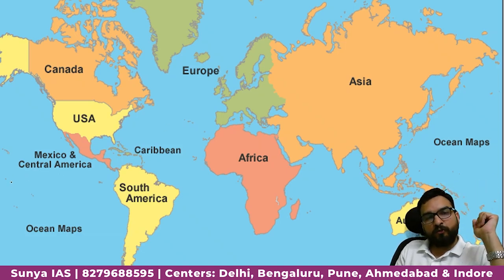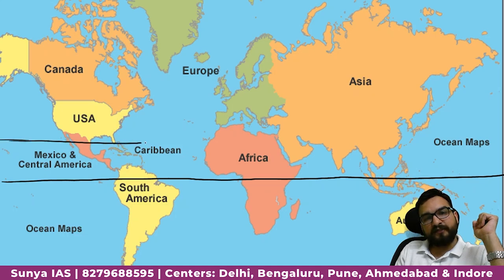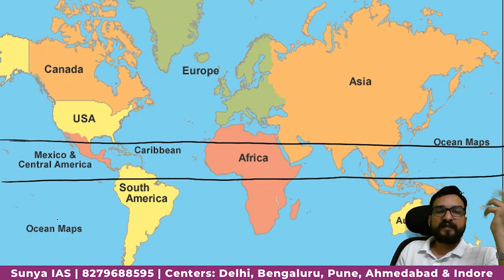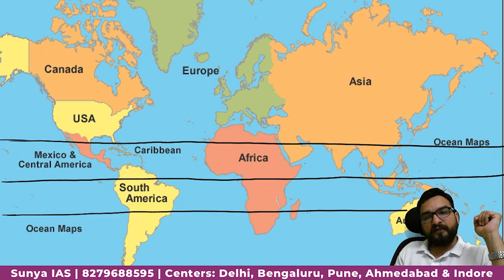So first of all, draw equator. Can you draw equator, guys? You know that equator is passing like this. Can you draw Cancer? Okay, Cancer is going like this. And you know the countries, which all countries it is passing through. Not exactly I'm able to make, but you know which all countries it is passing through. And this is your Capricorn.